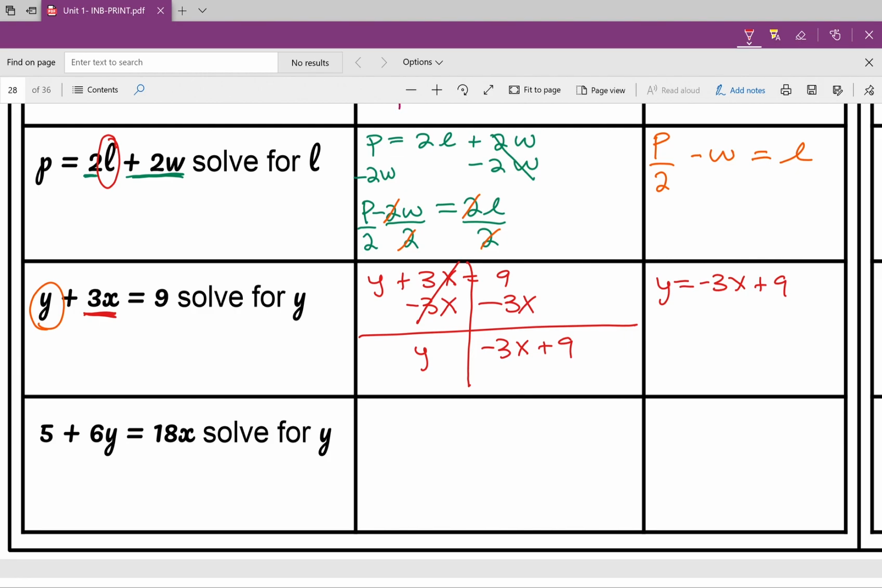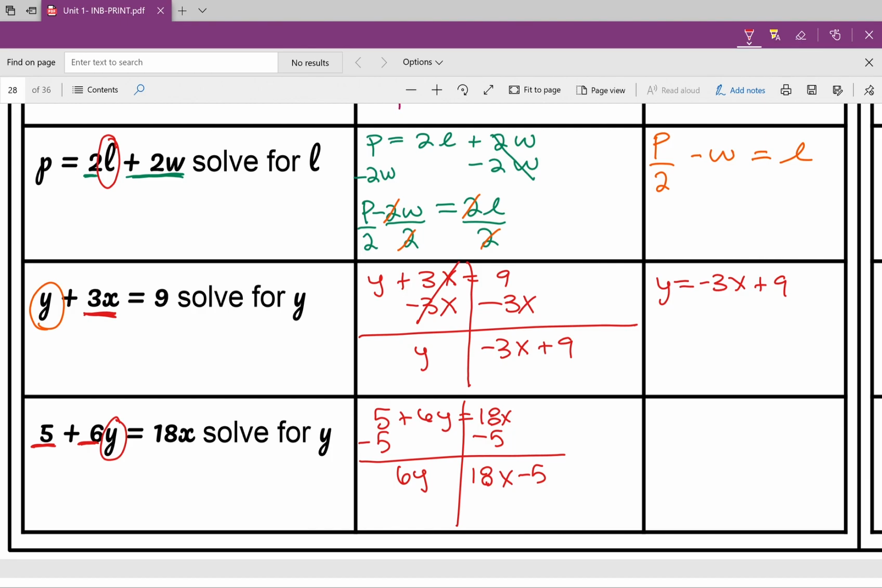Okay, last question. We have 5 plus 6y is equal to 18x. I have to solve again for y. So this y right here, I need to get all by itself. So that means I need to get rid of this 5, and I need to get rid of this 6. So if I rewrite this, I can get rid of the 5 first just by subtracting it, so minus 5. So I have 6y, then I have 18x minus 5. Again, I cannot combine like terms because one has an x and one is just a number.